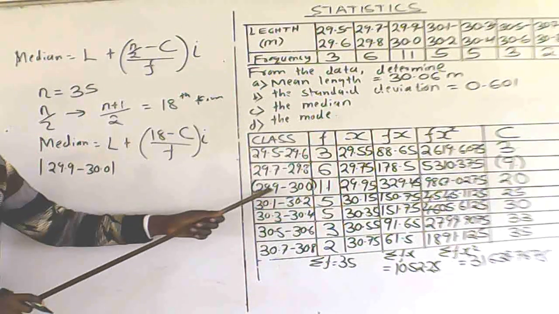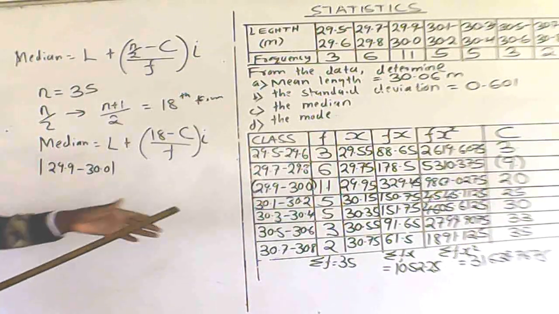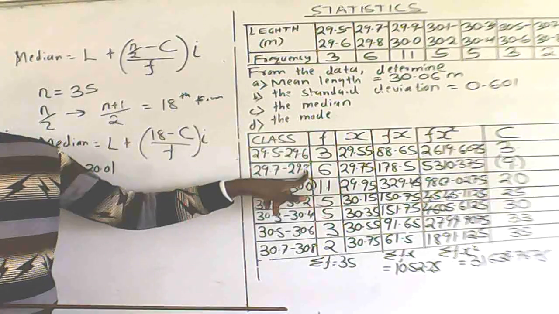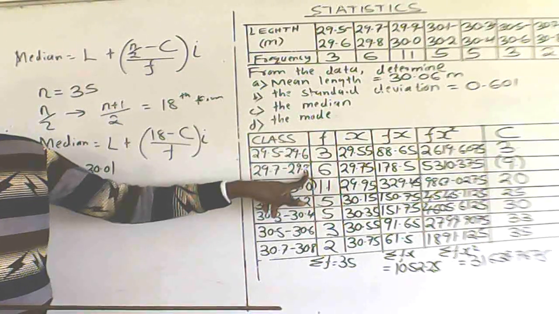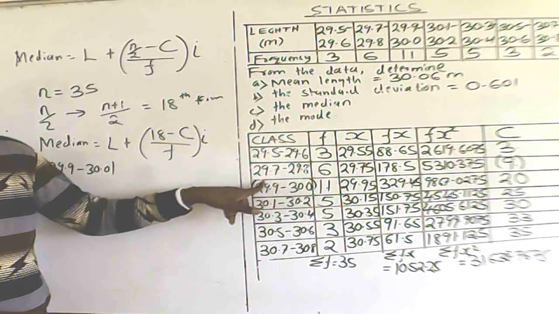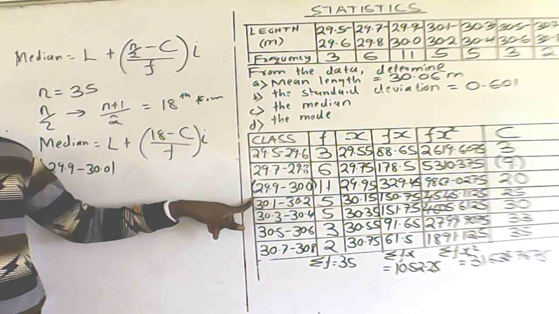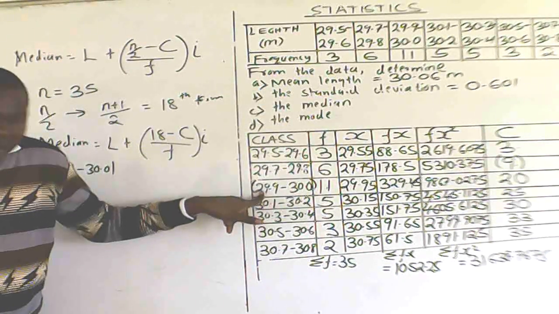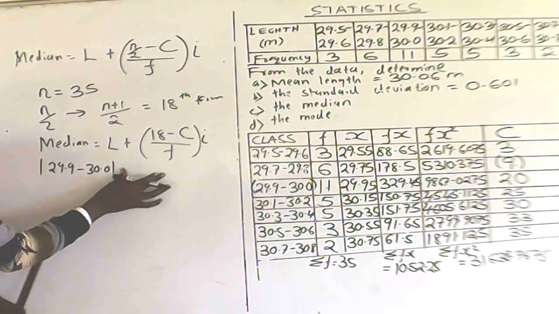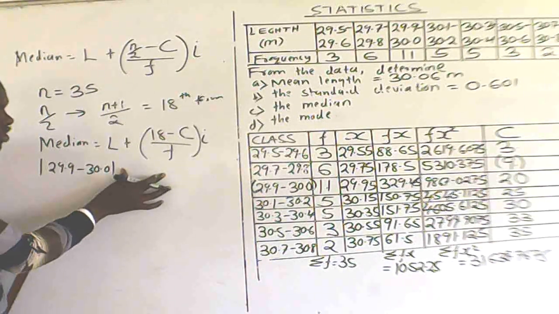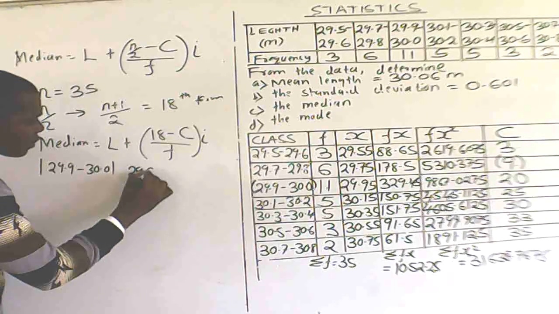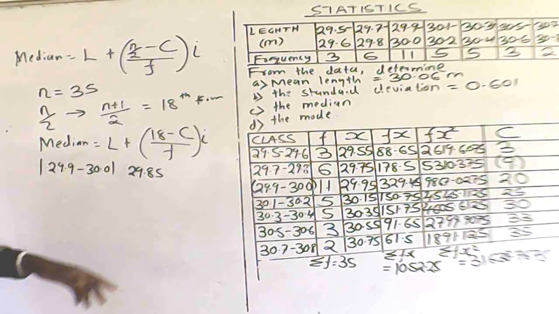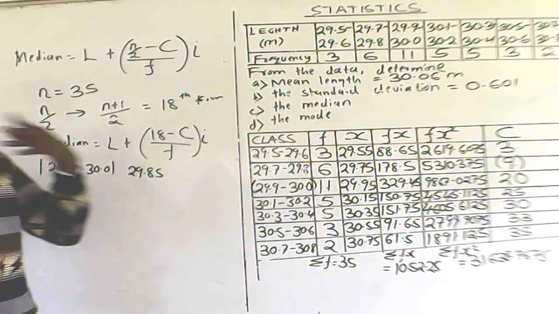Now look at what you are going to do here. Once you identify the class is 29.9 to 30.0, you are going to check. This class started at 29.9. The other class ended at 29.8. This ended at 29.8, this one started at 29.9. So the average there gives you the class limit. So 29.8 plus 29.9 divided by 2 gives you the lower class limit here, which is 29.85.